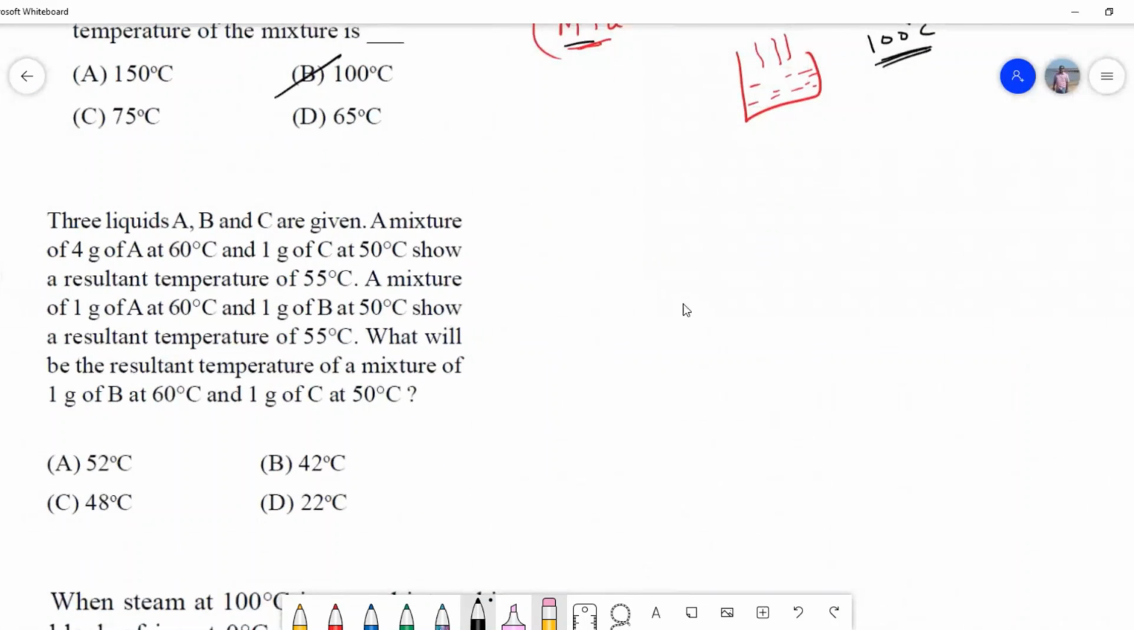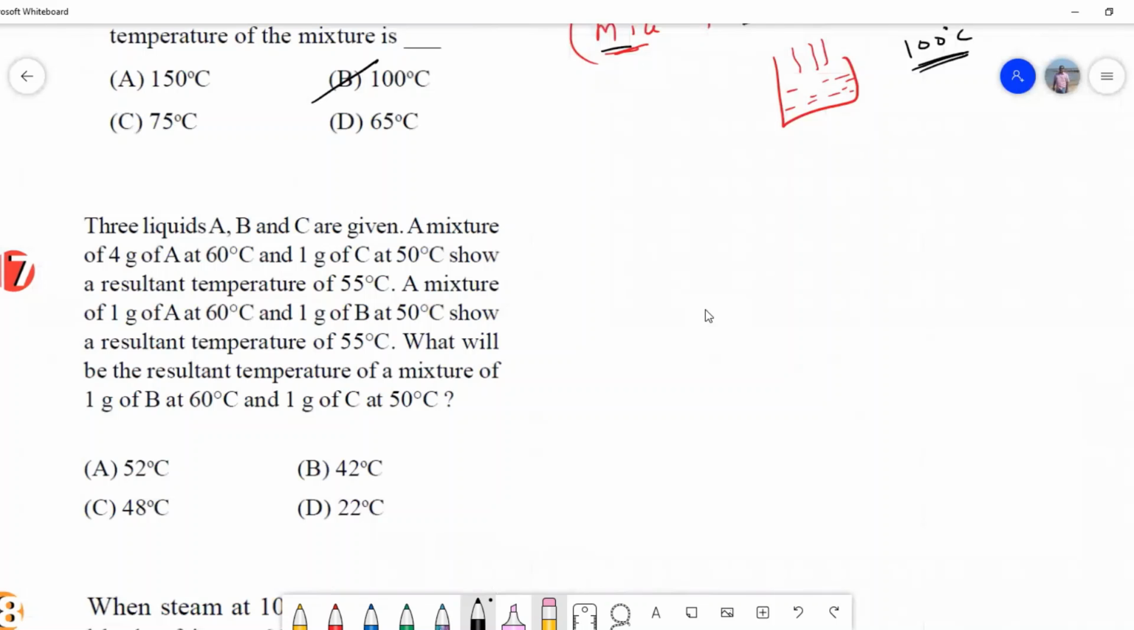Now let's move on to problem number 7. 3 liquids A, B, C are given. A mixture of 4 grams of A at 60 and 1 gram of C at 50 shows a resultant temperature of 55. A mixture of 1 gram of A at 60 and 1 gram of B at 50 shows a resultant temperature of 55. What will be the resultant temperature of a mixture of B at 60 and C at 50? So again, it's a lengthy problem. We don't know the specific heats. Let me take C1, C2 and C3.